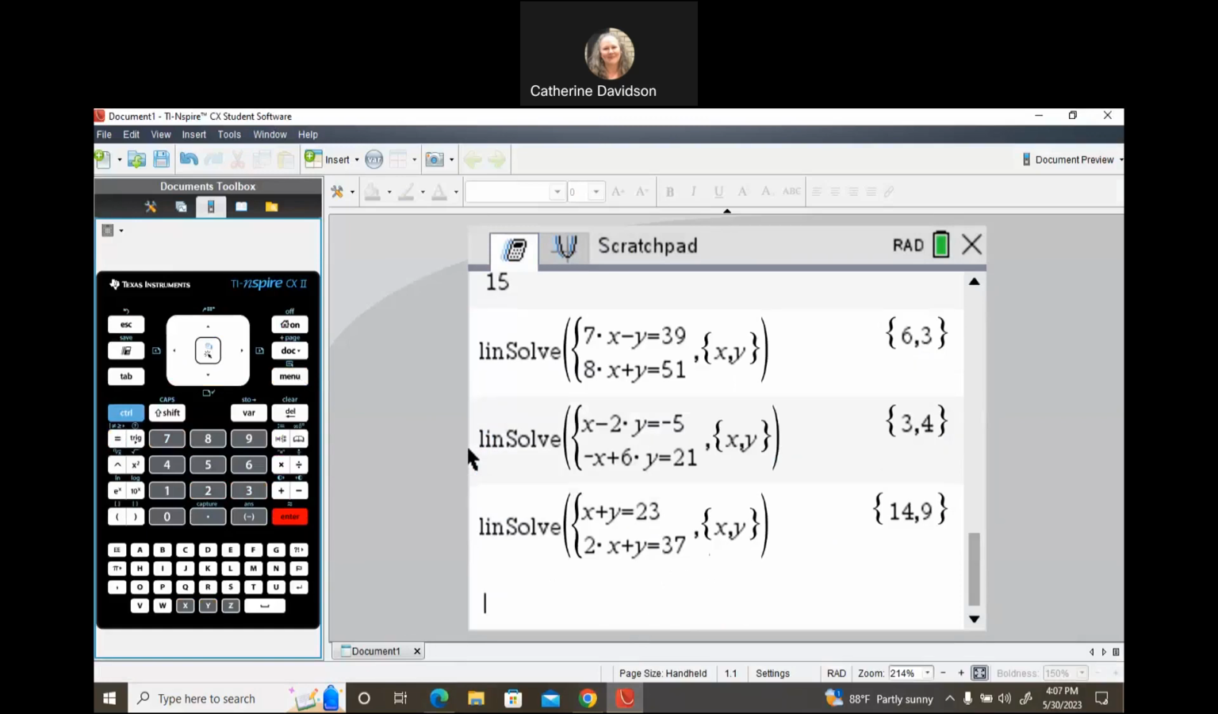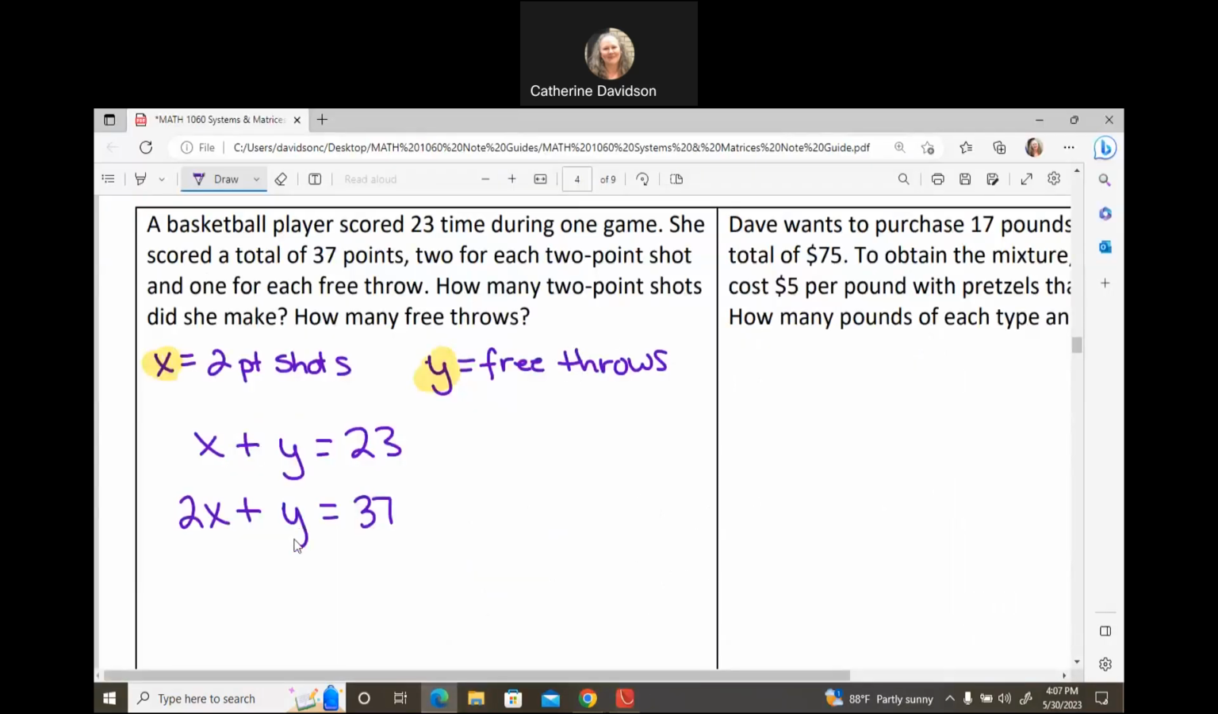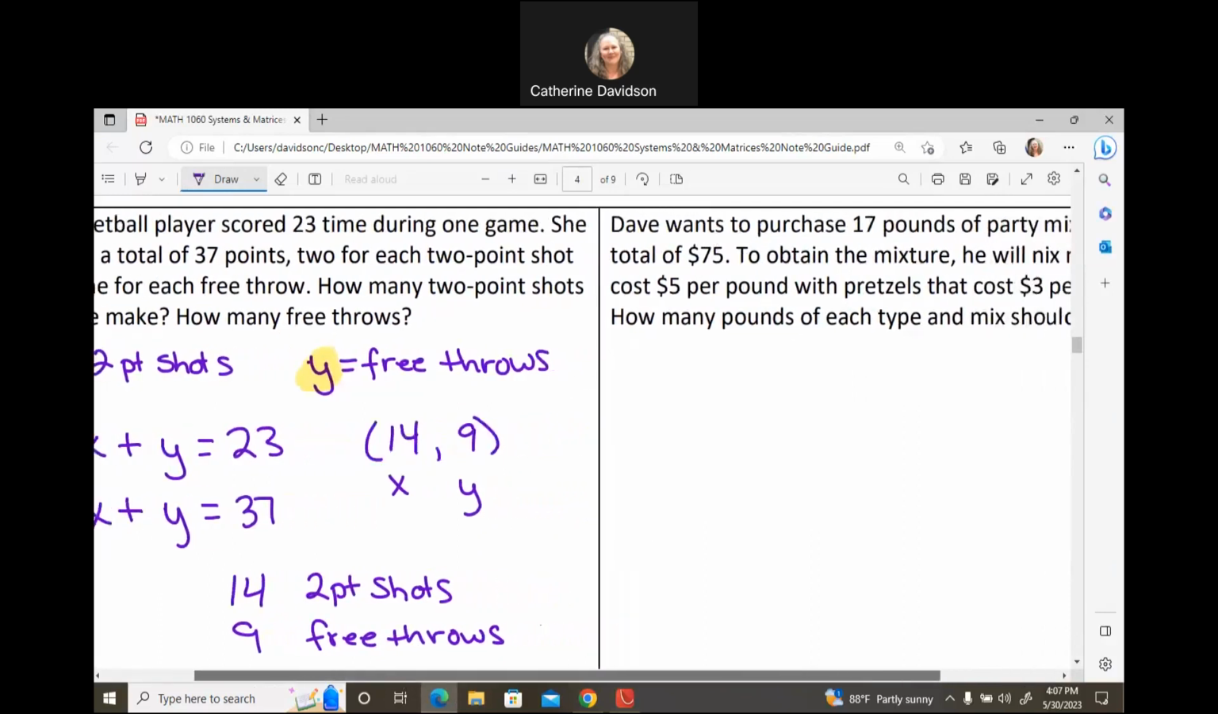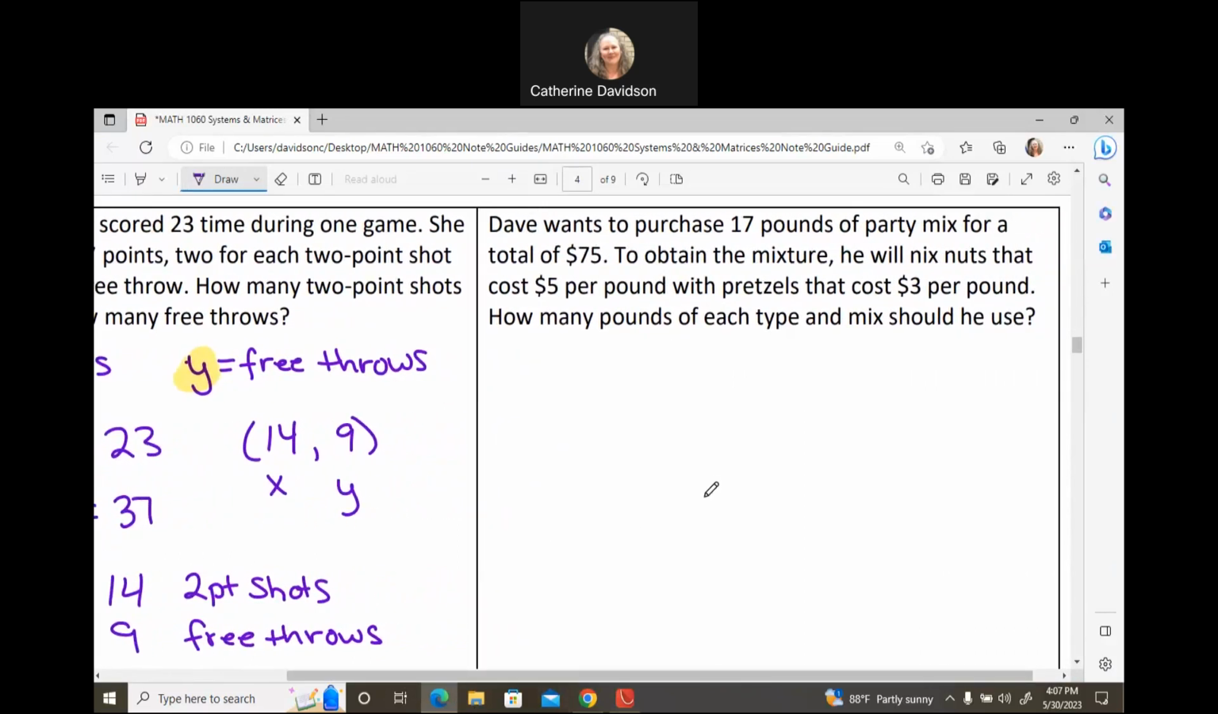Okay, so these two intersect at 14, 9. So 14 is our X, 9 is our Y. So she had 14 2-point shots. And she made 9 free throws. Now they may ask you for the free throws first and then the 2-point shots. So just be careful with that, in the order which they ask for the answer.